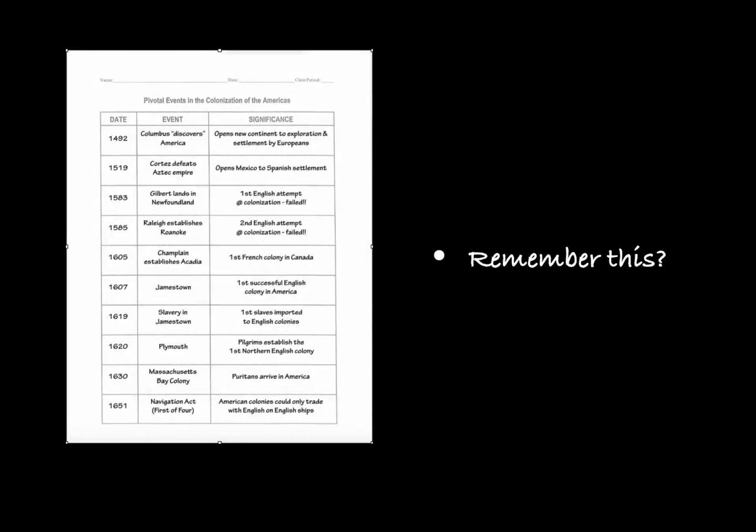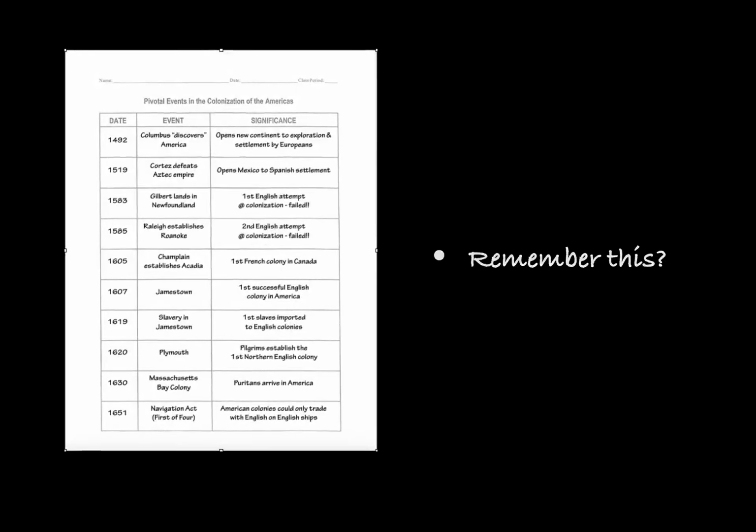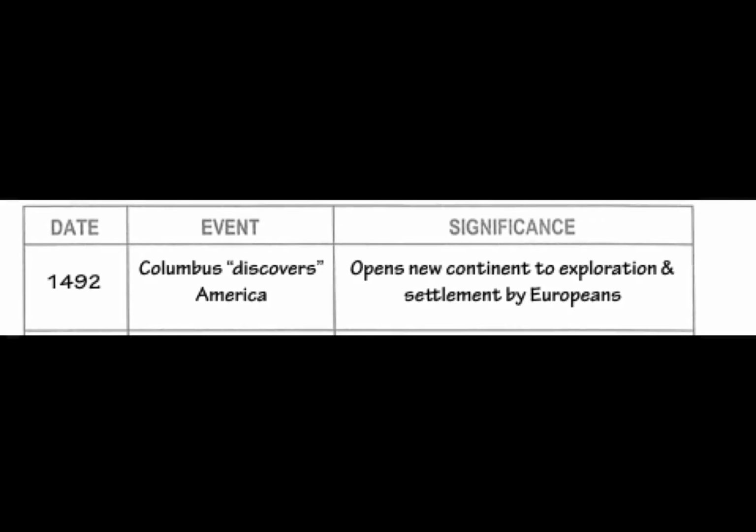All right. So your pivotal events chart, the one that was passed out to you guys, go ahead and get that out. And the first thing that we're going to write down on here is in 1492, Columbus discovers America. We're all going to write it the exact same, because since we can use this on our test, I want us to have the same thing. So 1492, Columbus discovers America. The significance: it opens a new continent to exploration and settlement by Europeans.